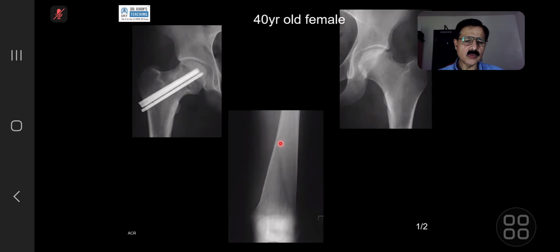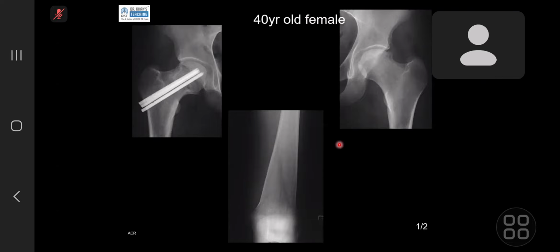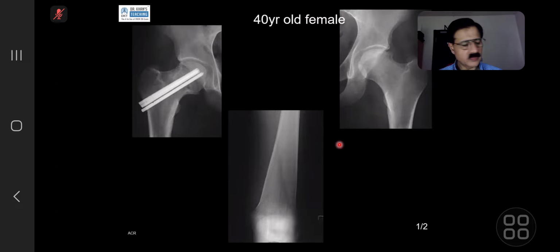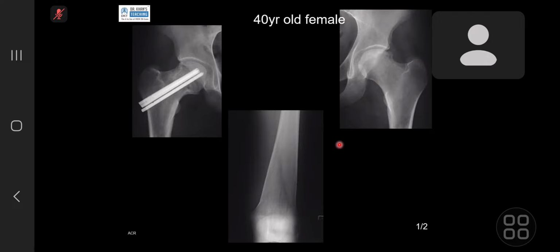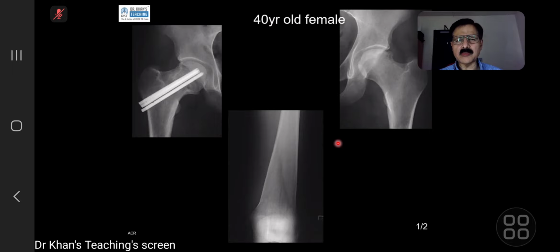Okay, now what kind of femur is this? Describe this. What word will you use for this femur? Shape of femur. The shape of the femur looks like Erlenmeyer flask deformity. Excellent. Now, this case I'm just showing you for the sake of differential.